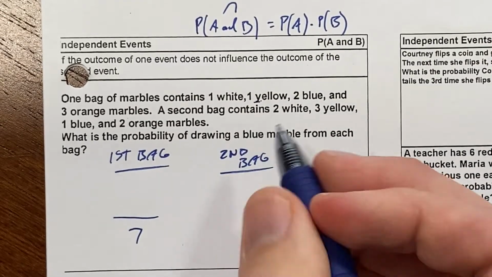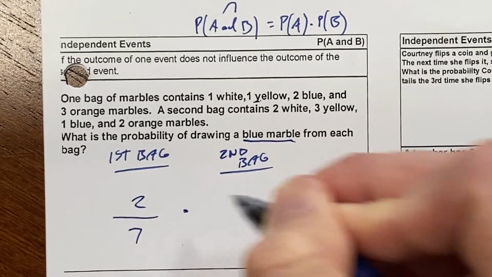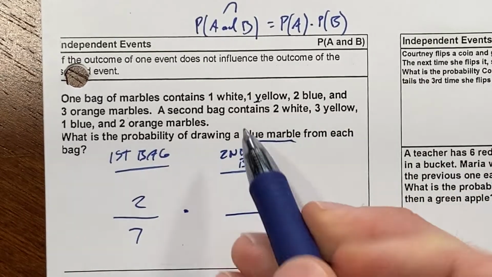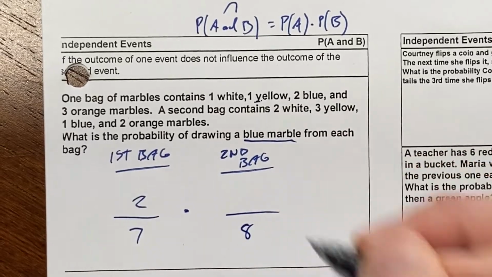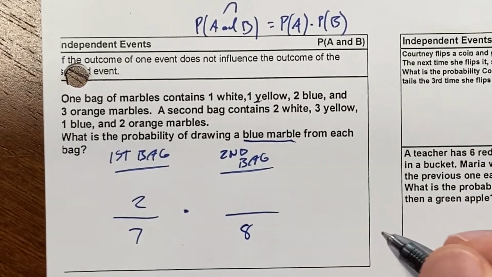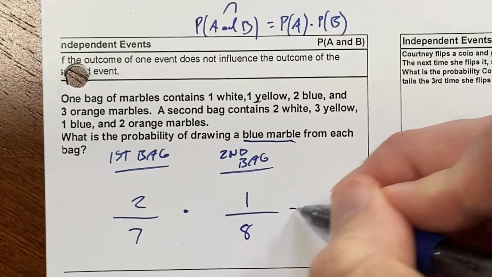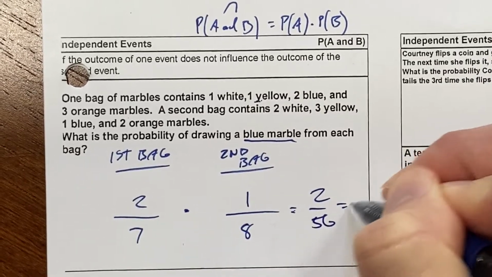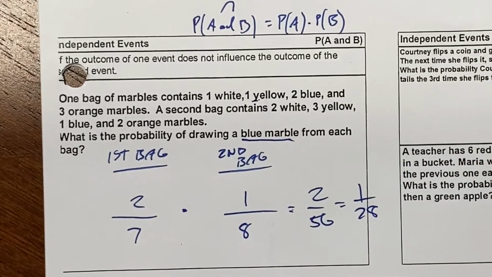How many of those are blue? Two of them are blue. Second bag, how many total marbles do we have? Two, that's five, six, eight. And how many of those are blue? Just one of them. Multiply: 2 out of 56. I think that's 1 out of 28. Okay, I'll slide over and look at some of these.